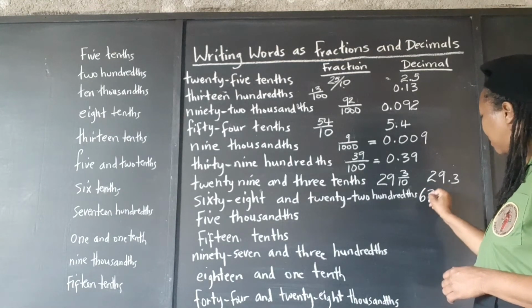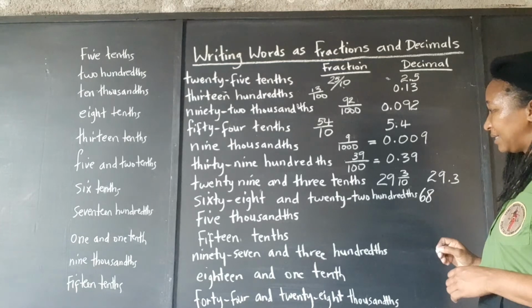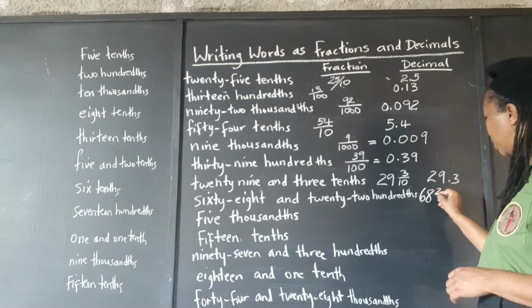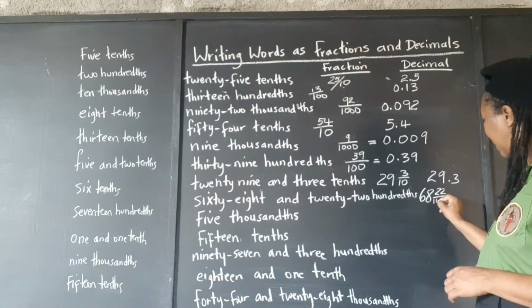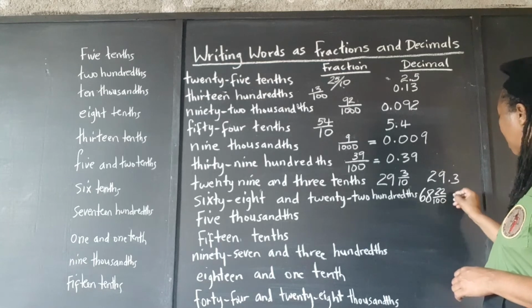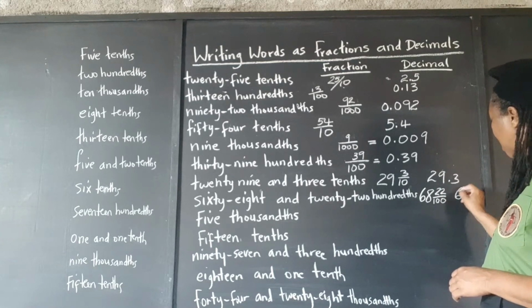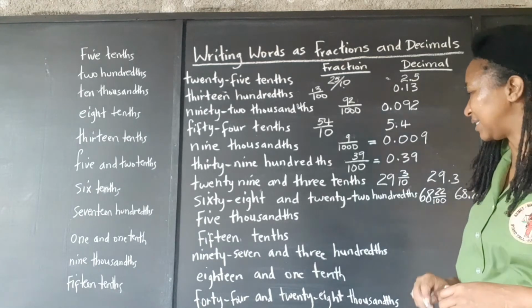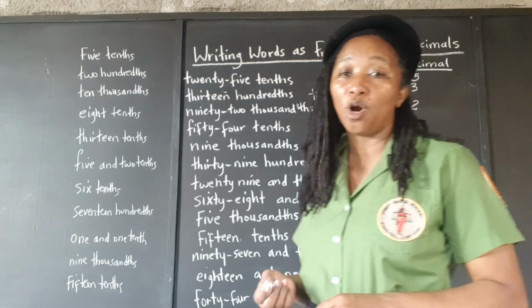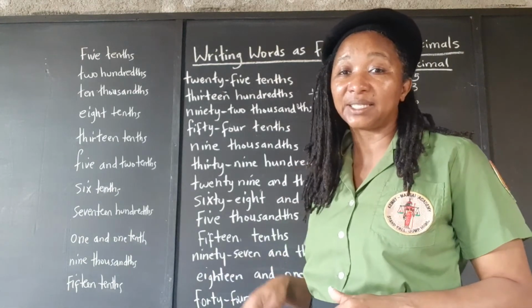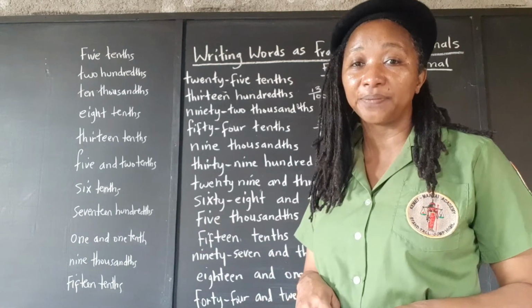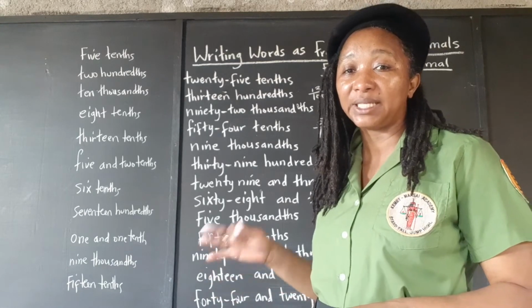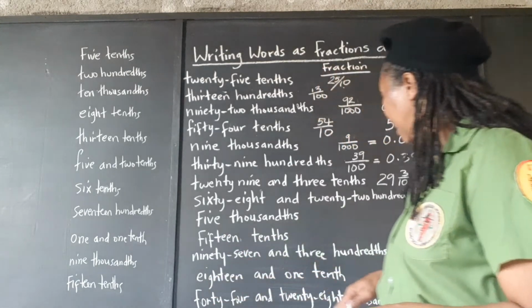68 is the whole number. 22 hundredths. So that's 68. 2 places back would leave us right in front of the 2. So it's 68 and 22 hundredths. The 68 is the whole number part of it. The 22 hundredths is the decimal or the fraction part.